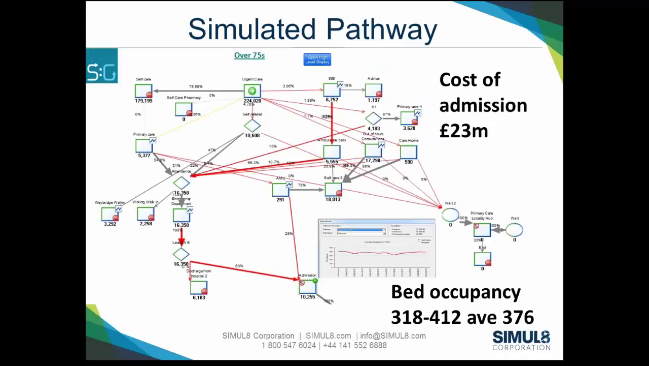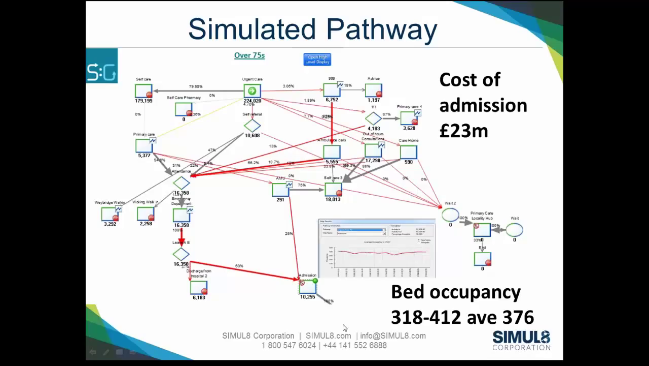So the cost of admissions in the baseline there was 23 million. And you can see the number of admissions at this stage here. So this has started from the first point of contact. It's gone through all the different services that people might go through in order to access the emergency department, as well as a number of people just walking in. And then you can see their admissions. And we can also see the bed occupancy there.